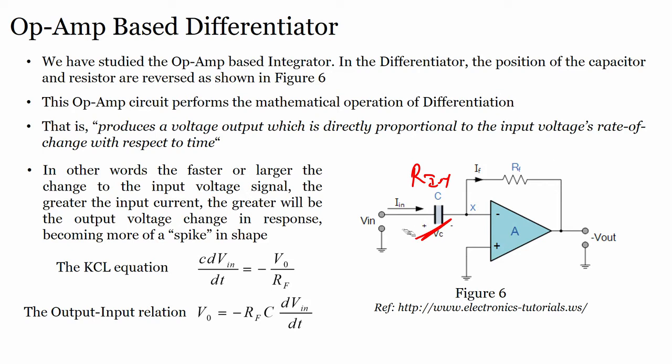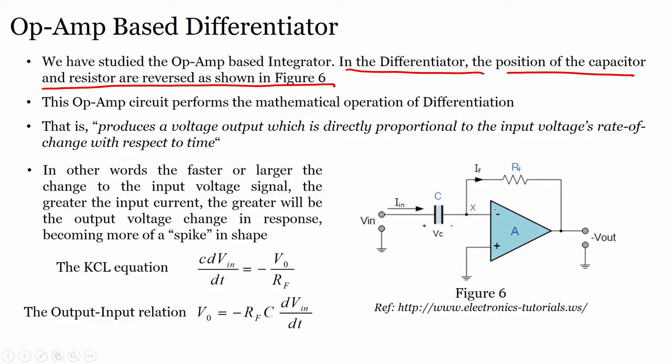In this case, let us see how the differentiator would work. Okay, so let us come back to the circuit. What we see here, in the differentiator, the position of the capacitor and resistor are reversed as shown in the figure, right. The answer is already here. Now, the op amp circuit performs the mathematical operation of differentiation. We all know mathematics, we have all studied what is differentiation, what is integration. If you want to perform the mathematical operation of differentiation, then we can use this circuit which is shown in figure 6.